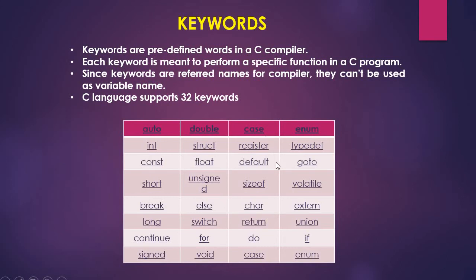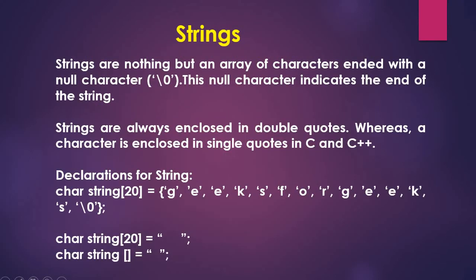Int, struct, register, default, goto, unsigned. These are some of the keywords. And strings. Strings are nothing but an array of characters. Actually, we have a data type called char to hold a single character. So if we want to have a string, then we have to go for the concept of arrays. So a string is nothing but an array of characters.